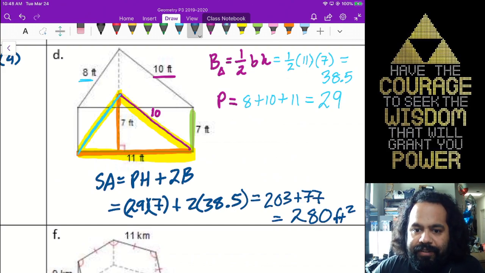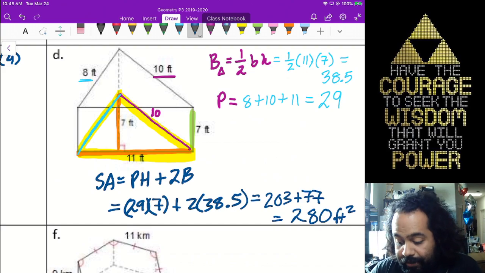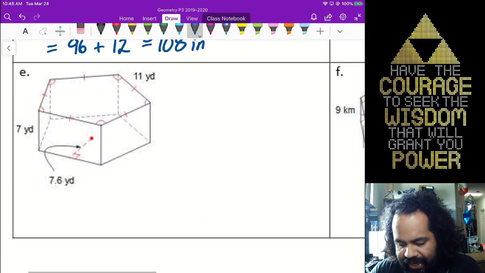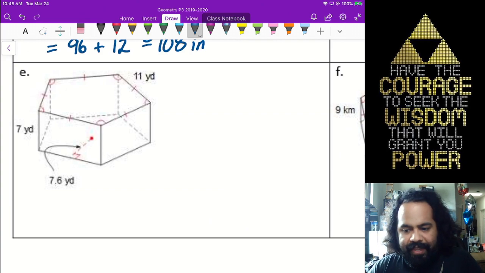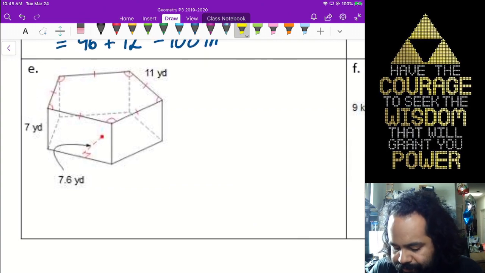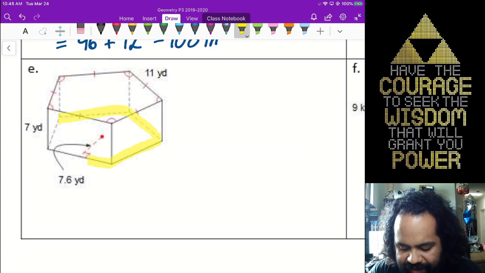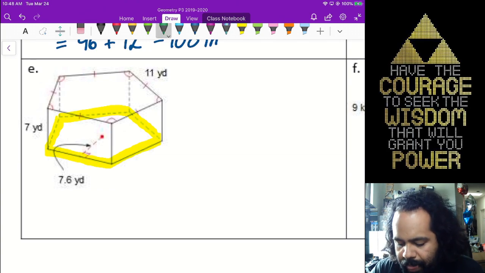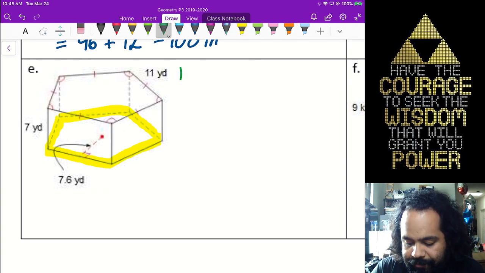Time-wise, where are we at? 10:48. Ooh, jeez. Okay, cool. I'm only going to spend time on E. F is basically the same thing with just a little added work. Your base right here is the pentagon, which has 5 sides. So since it has 5 sides, we're going to need to use our 1/2 apothem times perimeter.